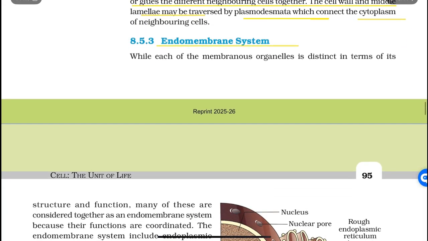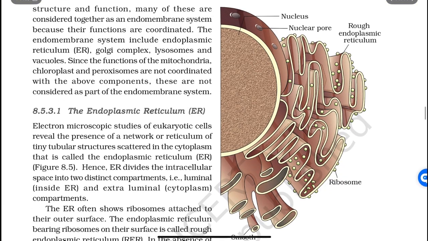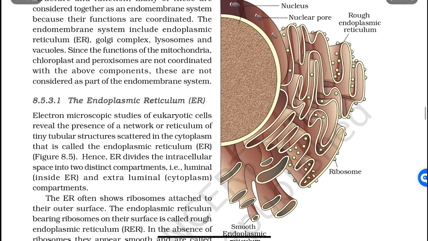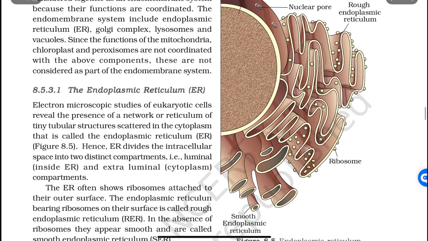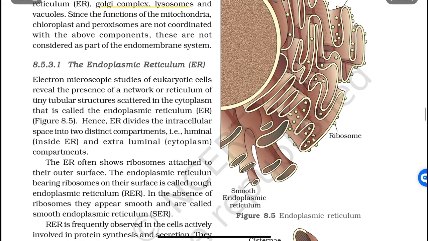Endomembrane system. While each of the membranes is organized as distinct in terms of its structure and function, many of these are considered together as an endomembrane system because of their coordinated function. The endomembrane system includes the endoplasmic reticulum, Golgi complex, lysosomes and vacuoles. Because the functions of the mitochondria, chloroplasts and peroxisomes are not coordinated with the above components, these are not considered as part of the endomembrane system.